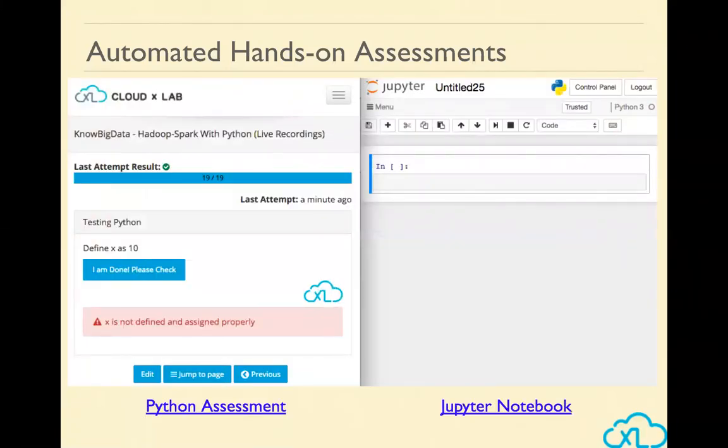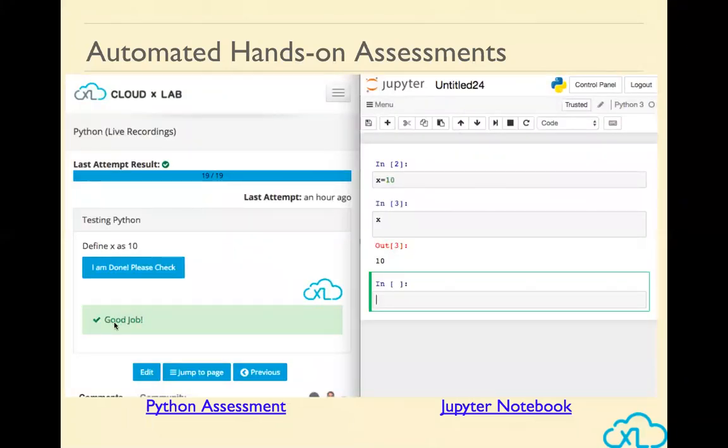For example, this is the simplest one, and this is a little complex one. Here, on the right hand side we have a notebook, and on the left hand side we have a problem statement. This is an extremely simple problem statement. Here we are saying define access 10, and the moment we do that, it will check and give you the reward saying, hey, good job. All right, so this is automated hands-on assessment.